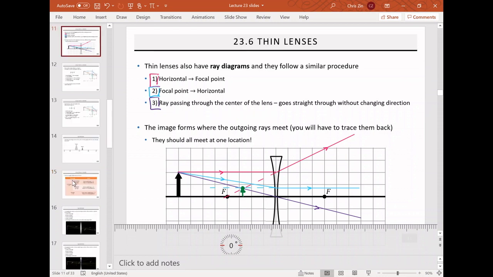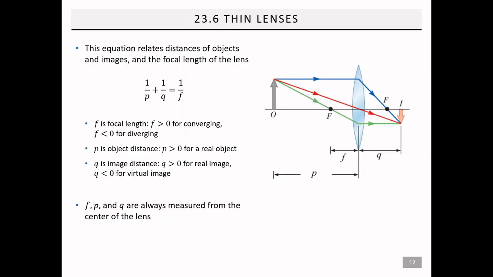So a diverging lens forms an image of the object on the same side of the lens as the object. Also, it's a virtual image because not all of the rays actually meet at the image location. Thin lenses also follow this lens equation. In fact, this is what it's named for.